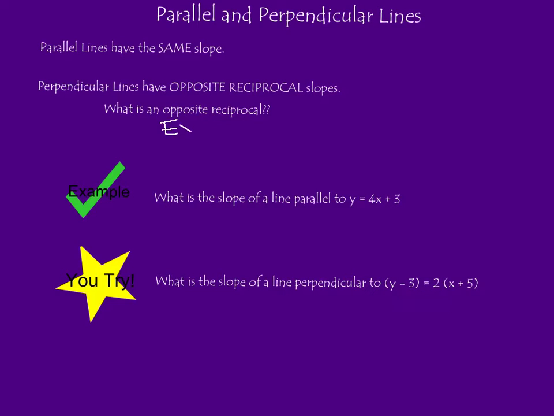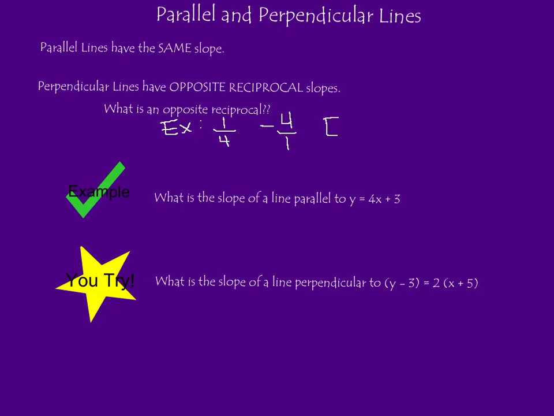Let's see. If I told you that the slope of one line was 1/4, well, then the slope of the other line is negative 4/1. So what I've done is I have switched my sign. My first one was positive, my second one must be negative, and I flipped my fraction.